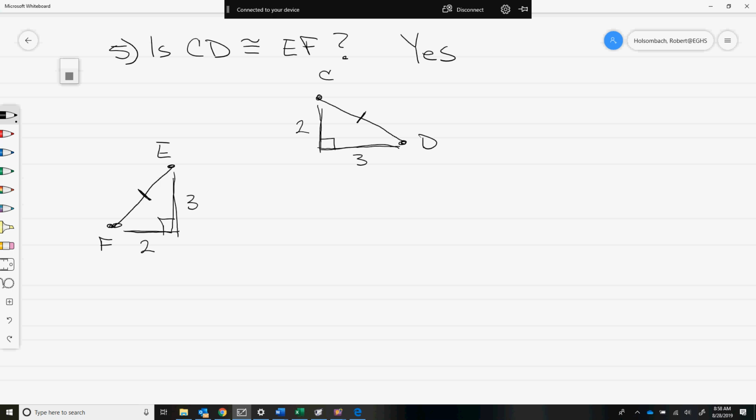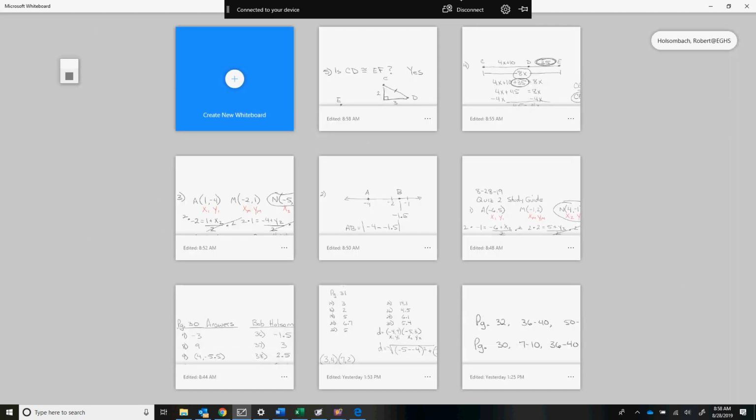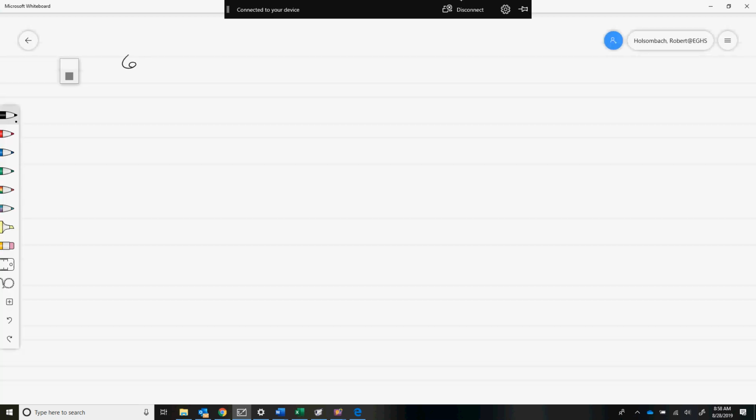Alright, number 6. And you're asked to find the perimeter. Perimeter means how far is it around a shape? What's the distance around the outside of the shape? This is just a combining like terms problem, okay? You got this right triangle, one side is 6, one side is x plus 2, and one side is 5x. So if you wanted to know the distance around this triangle, you would take 6 plus x plus 2 plus 5x.